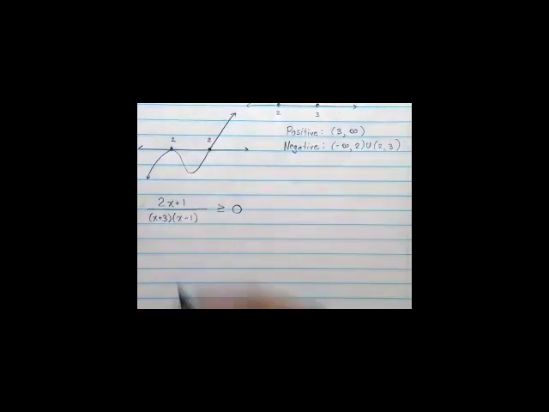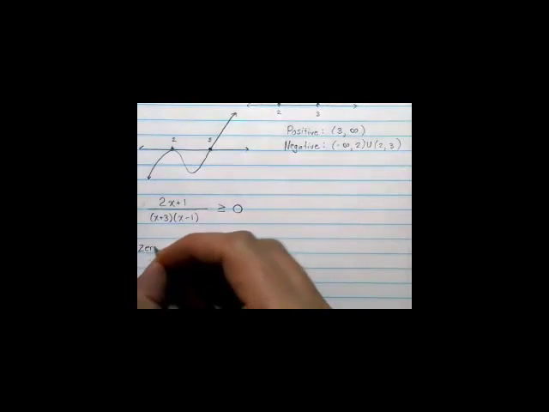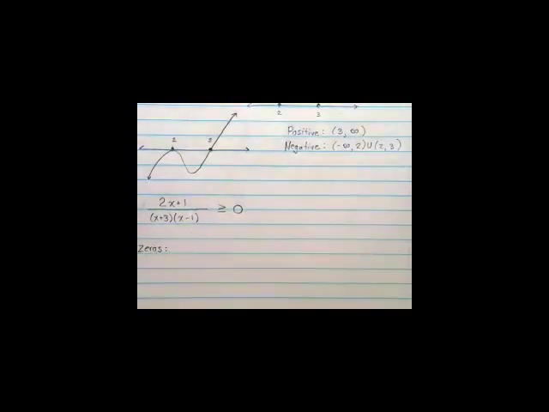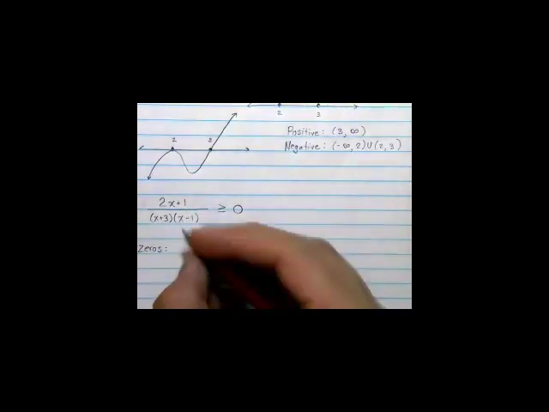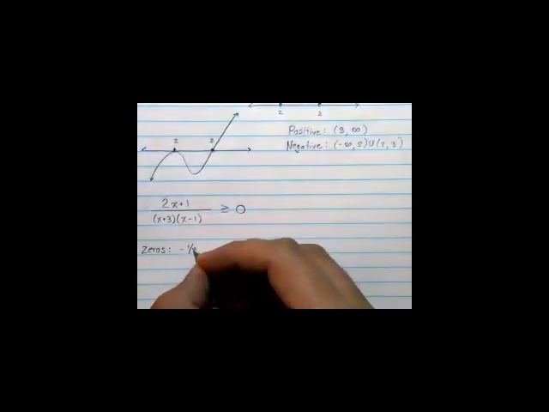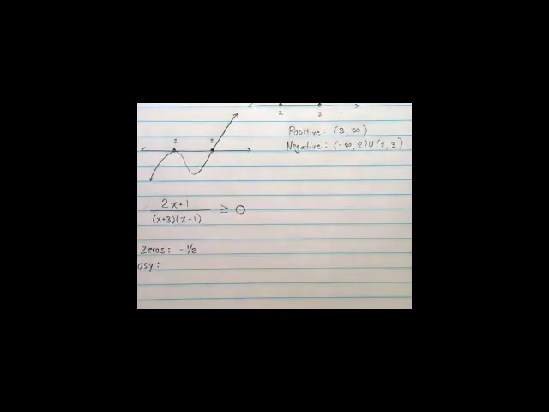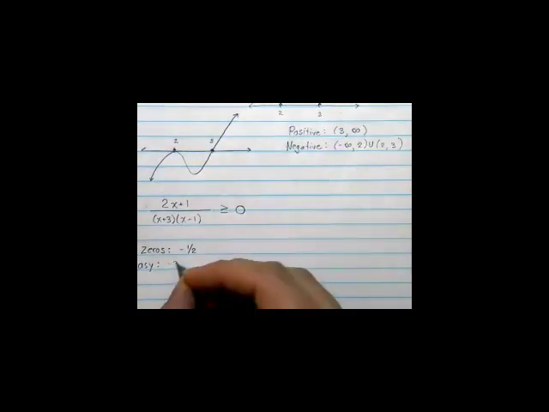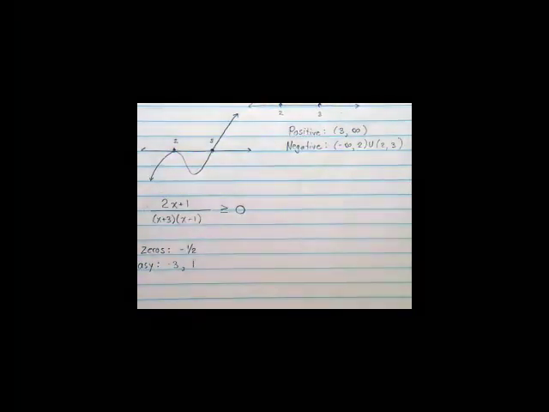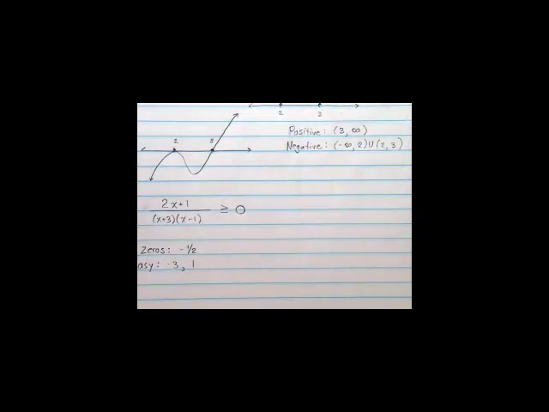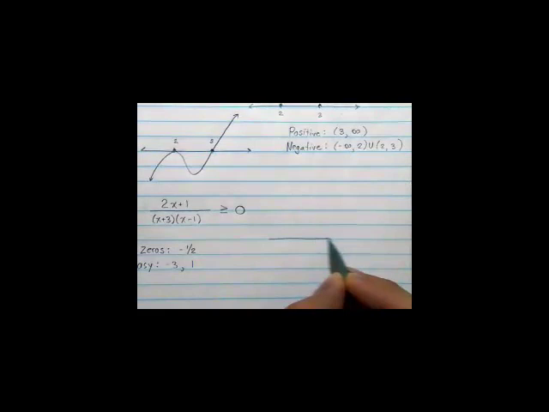So where are the zeros for this one then? Negative 1/2. Yep. And where are the asymptotes at? Negative 3 and positive 1. Okay. So let's go back to our number line here.